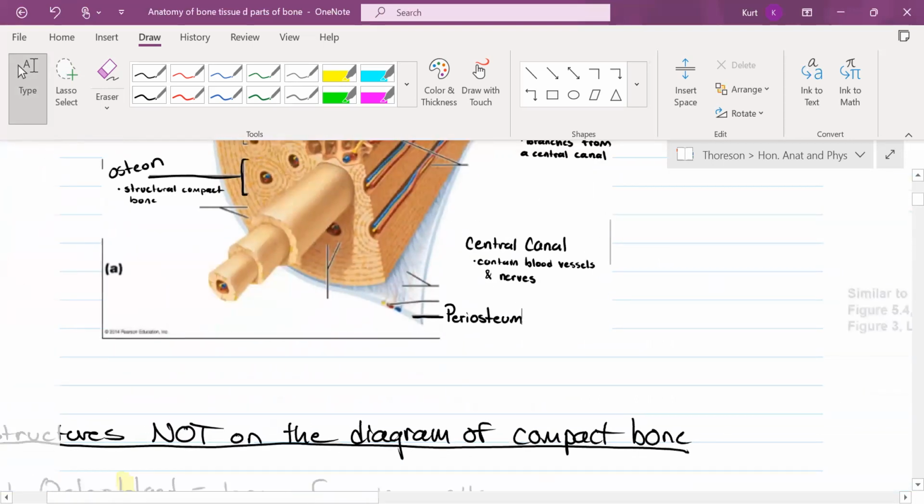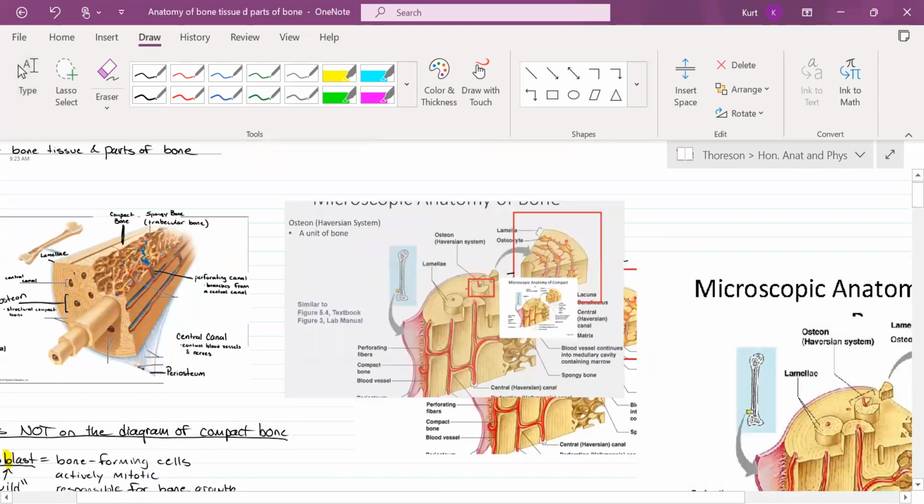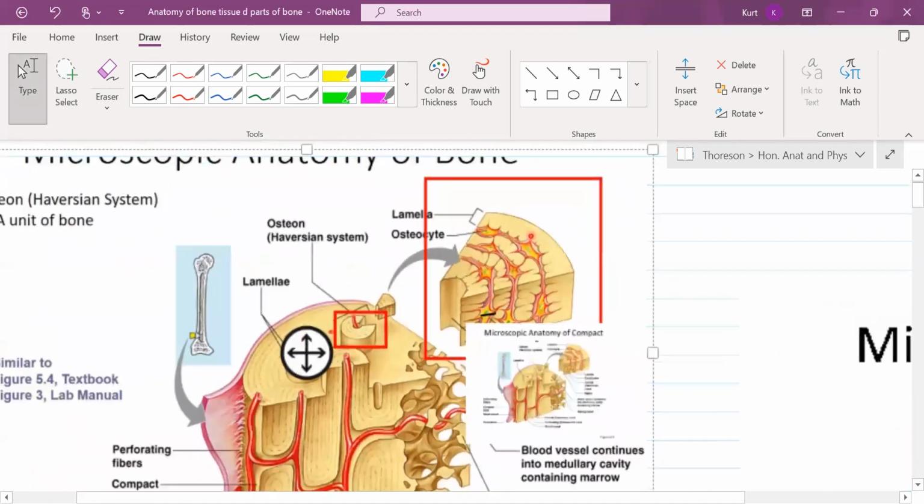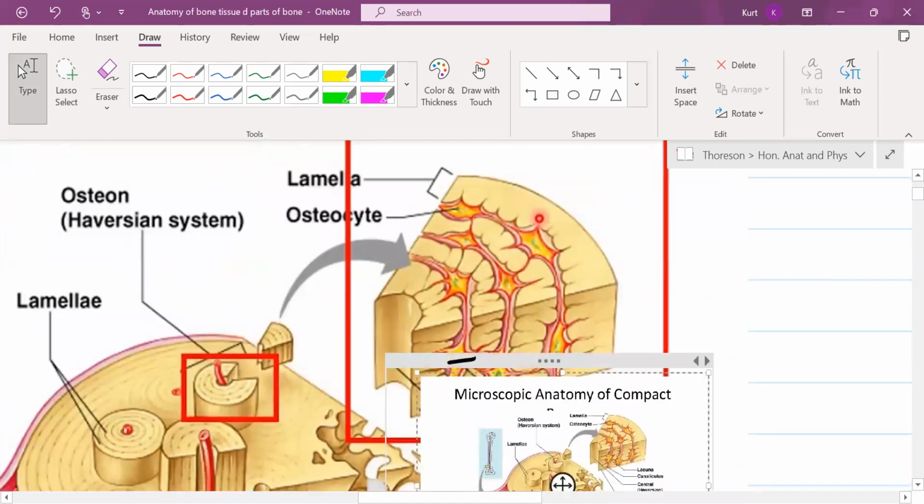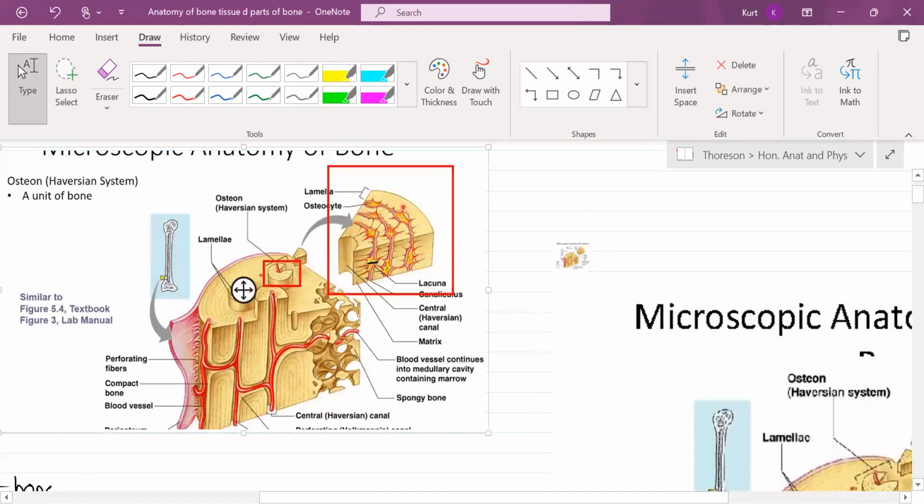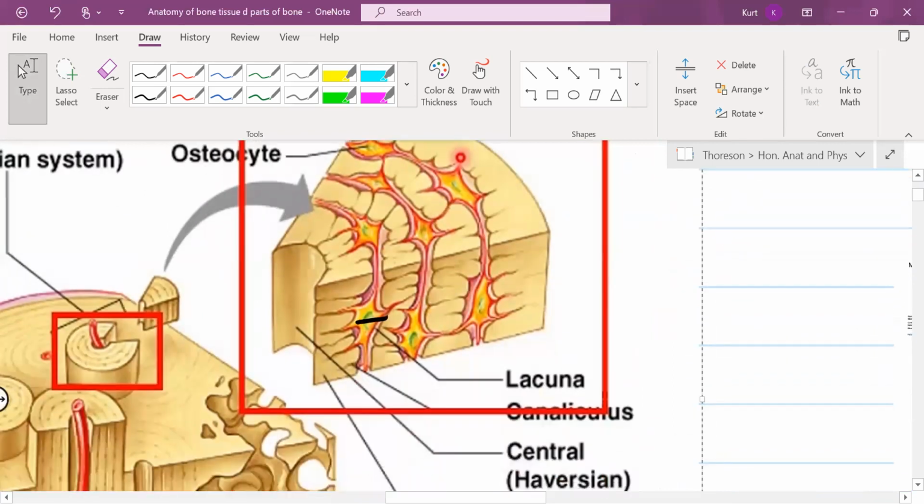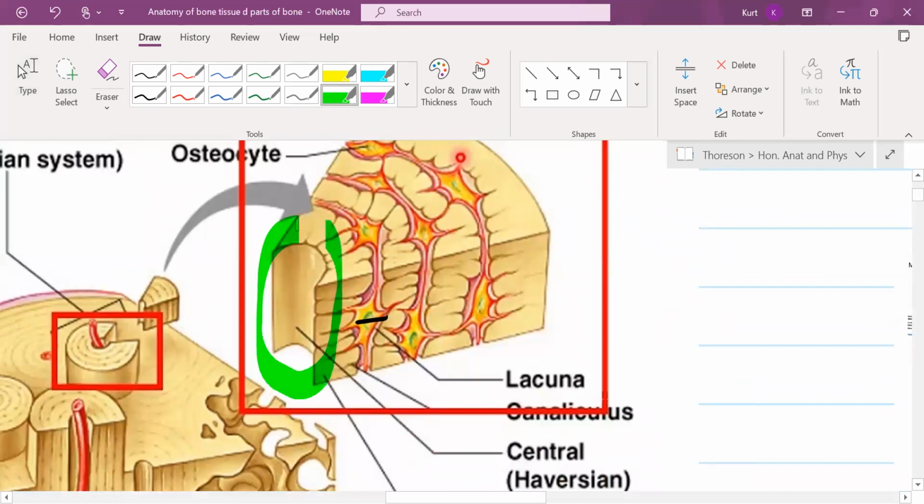Okay, now let's go to a more zoomed in image here, guys. So let me erase all this stuff. My image is not exactly like yours, but it still conveys the same idea. So give me a second to get that all set up for you. There we go. If you look at that image there, it's pretty close to what you have on your paper. Here, that's another central canal. That's where blood vessels and nerves are going to be.